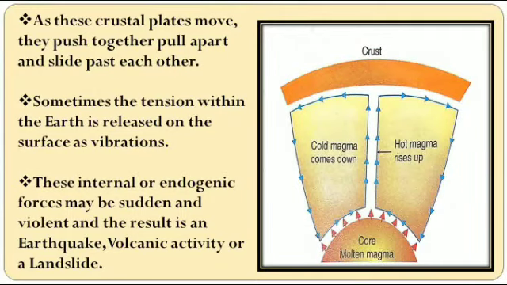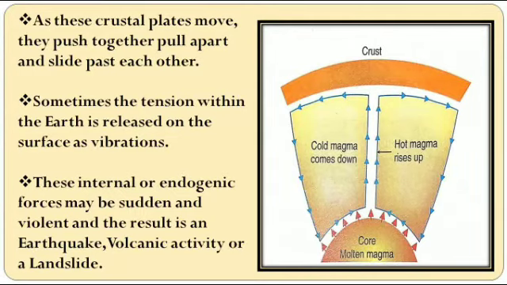As these crustal plates move, they push together, pull apart, and slide past each other. Sometimes the tension within the earth is released on the surface as vibrations. These internal or endogenic forces may be sudden and violent, and the result is an earthquake, volcanic activity, or a landslide. Now let us come to the diagram part.